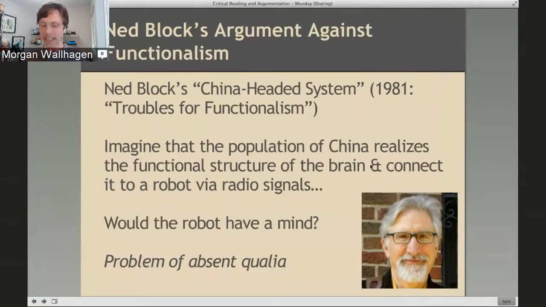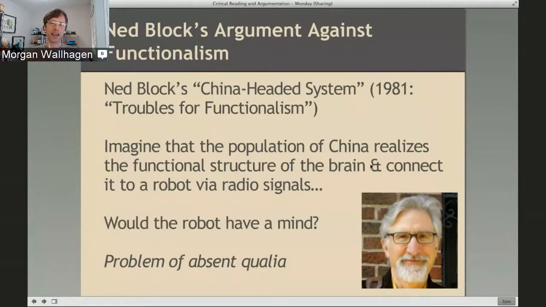So here's Block's argument. This is called the China-headed system argument. Take a robot, like imagine a Bender, who has that radio transmitter coming out of the top of his head. Do you guys know who Bender is from Futurama? No? Okay. Anyway, don't worry about it. There's a robot. There's nothing inside the robot's head. Instead, what this robot does is it sends out radio signals to these satellites that are arrayed all above the population of China. Those satellites receive signals from the robot, and they can send signals back to the robot.